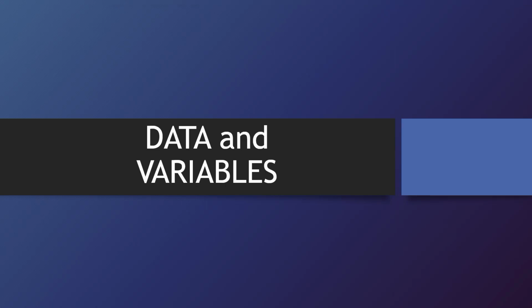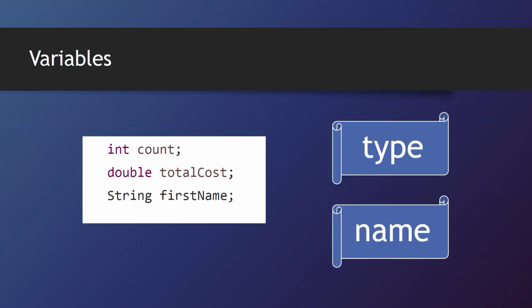This is an overview of some of the key ideas about data and variables in Java. A variable is a name for a location in the computer's memory. Variables can hold different kinds of information. To declare a variable, you specify its type and name. For example, you might declare an integer variable named count or a string variable named firstName.